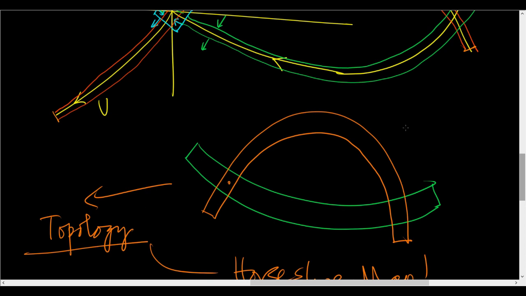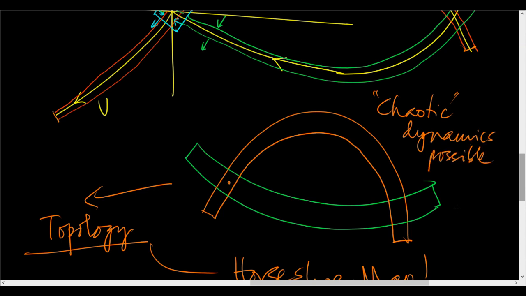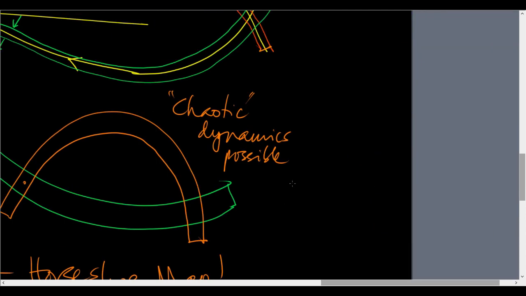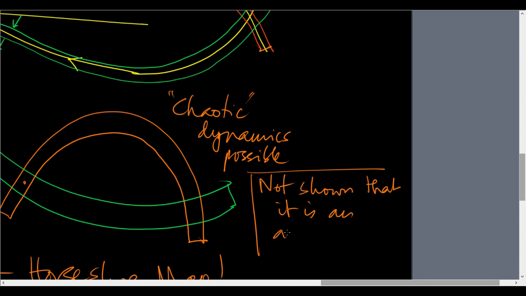And so you have chaotic dynamics possible, but not guaranteed, because we have not shown that it is an attractor. That is admitted. But numerics have shown that there is an attractor. So I think that this is a nice theoretical contribution.